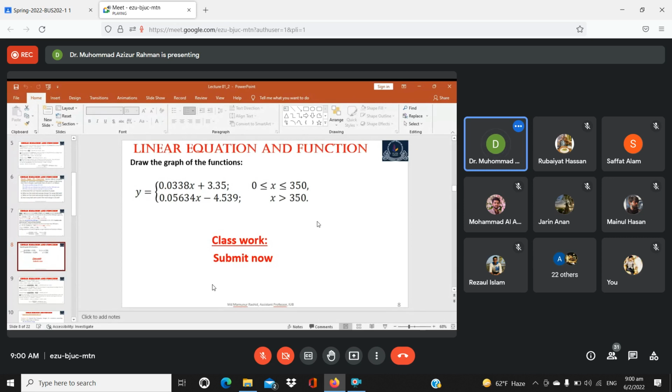You have to write your student ID and your name, today's date, and your section, section 1, business 202, section 1. Then you take a photo, then email to me.